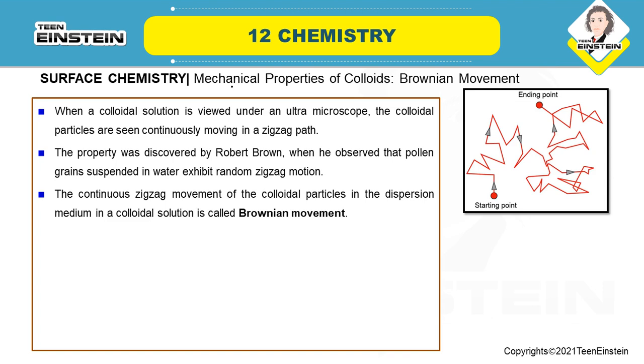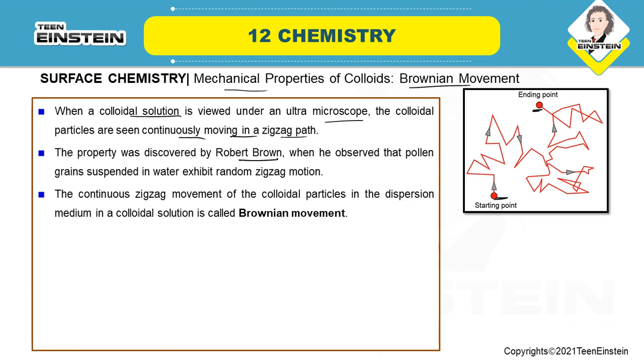After optical properties, now we will see mechanical properties, and this property is known as Brownian movement. This type of movement is very specific to colloidal particles. When we see a colloidal solution under an ultramicroscope, because with the naked eye you cannot see the particles, the colloidal particles are seen continuously moving in a zigzag path. If you look at this picture, this is the starting point and this is the ending point. If you follow this path, it is so zigzag in nature, there is no proper pattern, fine.